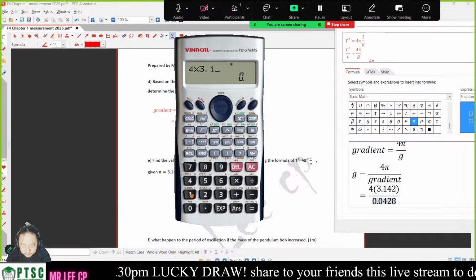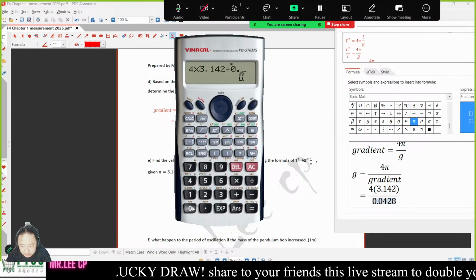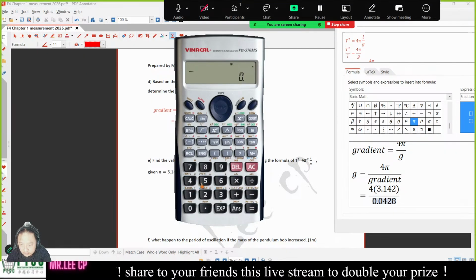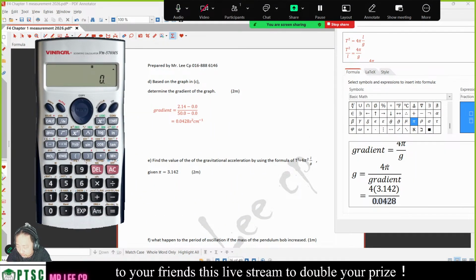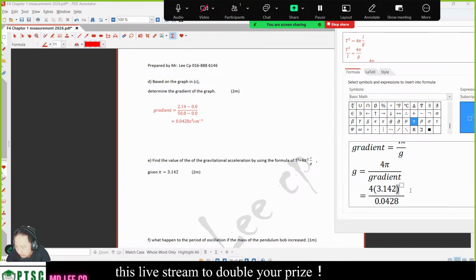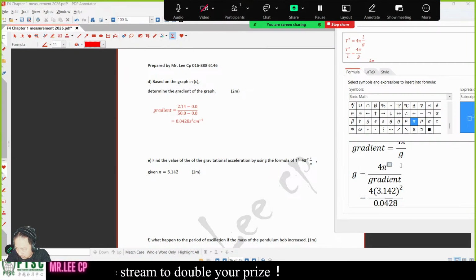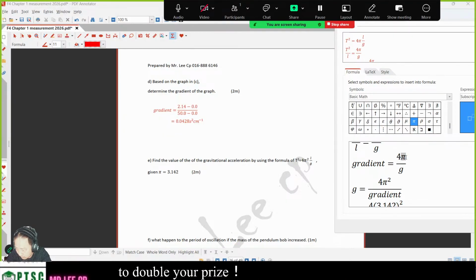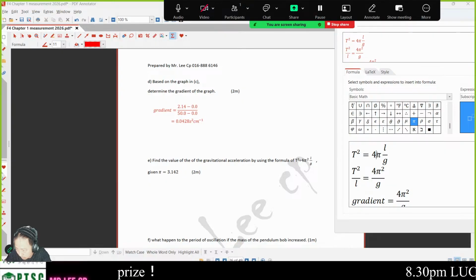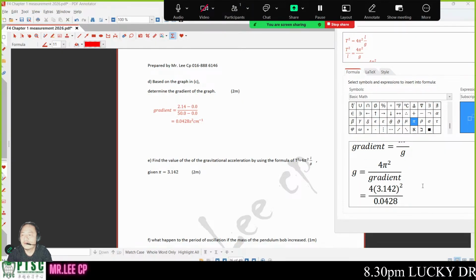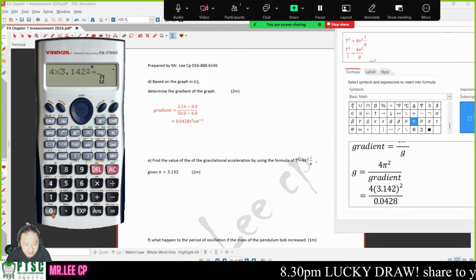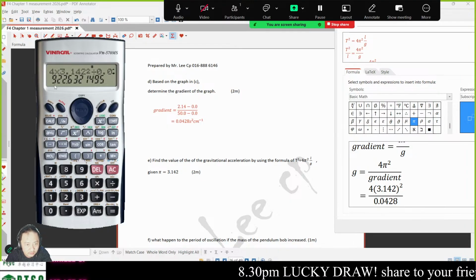4 pi divided by 0.0428. I get 4 pi square. I'm sorry, my square I forgot. Okay. 4 pi square. 4 times 3.142 square. Divide by 0.0428. I'll get 922.63.